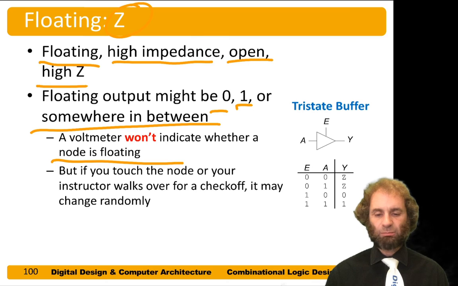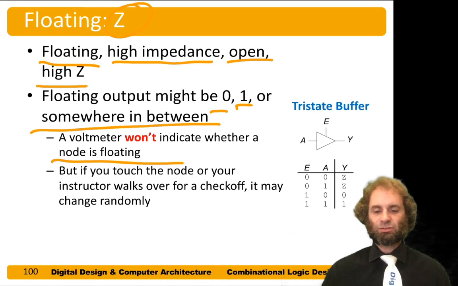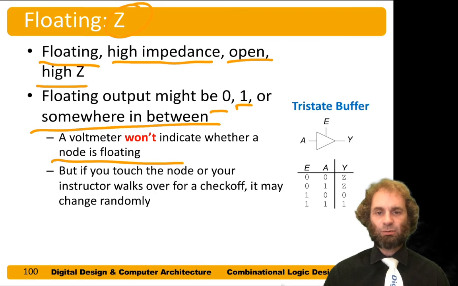In fact, the voltmeter may disturb the node and cause it to go to a well-defined value such that your circuit works every time you touch the voltmeter to it, and it stops working as soon as you remove the voltmeter. Similarly, it may work every time you test it in the lab, and then when the instructor walks over and touches it during checkoff, it may stop working. So unintentional floating nodes can drive you crazy. And they usually occur unintentionally if you forgot to hook up a wire to an input.